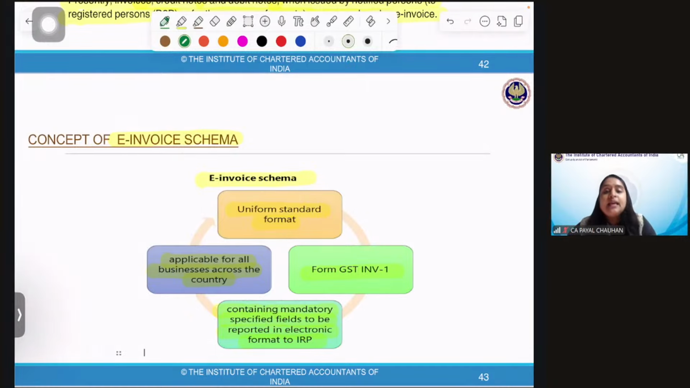If I am making e-invoice, then it is for sure that my aggregate turnover in any of the financial years since 2017-18 has exceeded 5 crore. Perfect answer. E-invoicing is applicable in case of import. True or false? False. It's applicable in case of export. True. Now it is good.